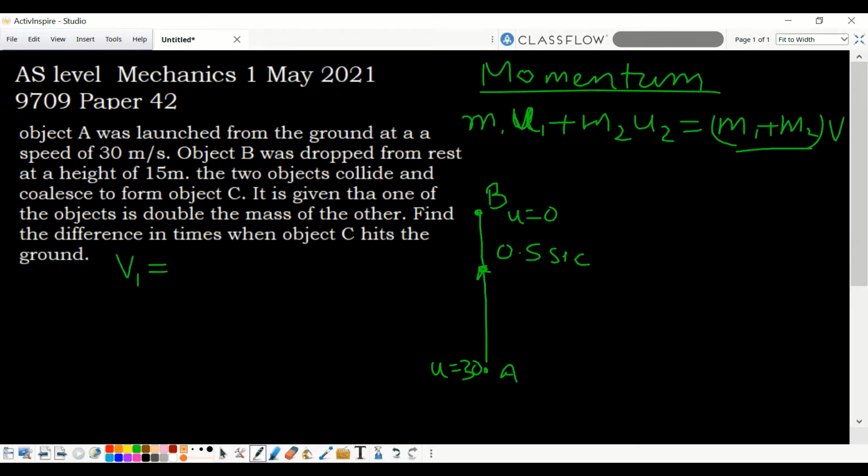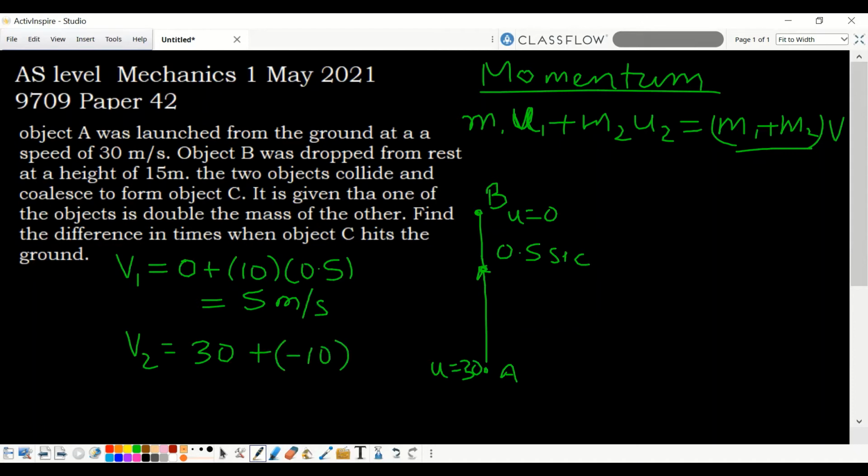Equal to 0 plus 80, right? A is 10, T is 0.5. That becomes 5 meters per second. V2 will be 30 minus, because it's decelerating, 10 times 0.5, which becomes 25 meters per second. Now, we will use conservation here.